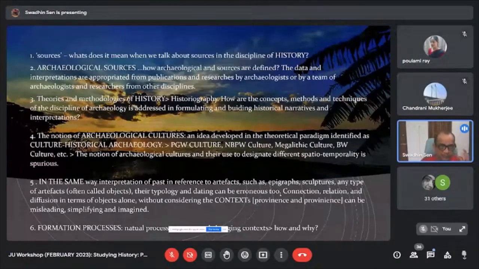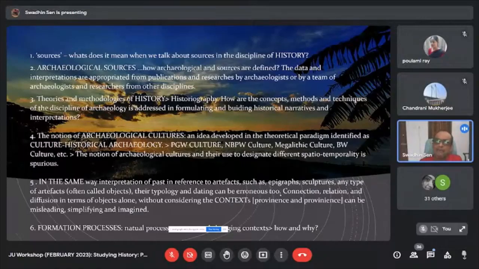I have talked about all these things in this slide, but one of the things that I must point at is the notion of archaeological culture. You all read or talk about PGW culture, painted grey ware culture, NBPW culture, black and red ware culture, or megalithic culture, and so on. What do we mean by these archaeological cultures?